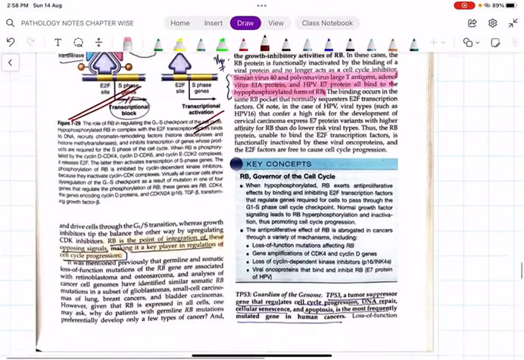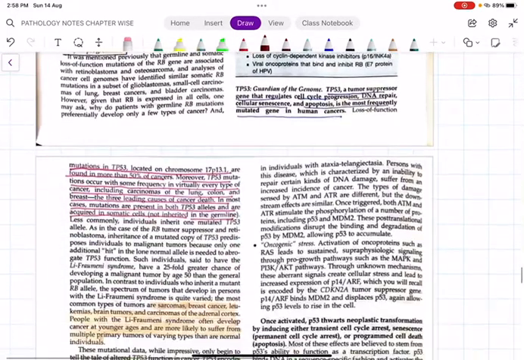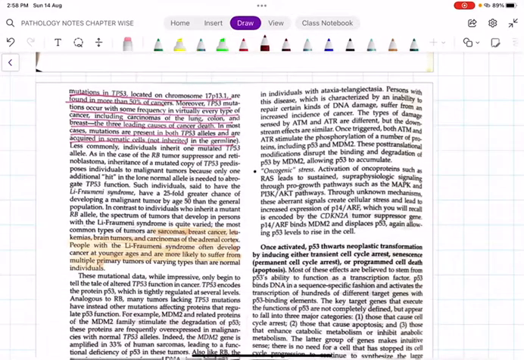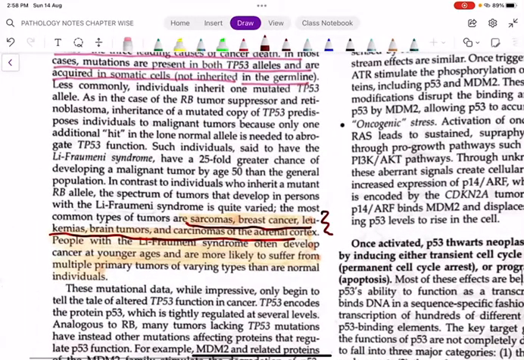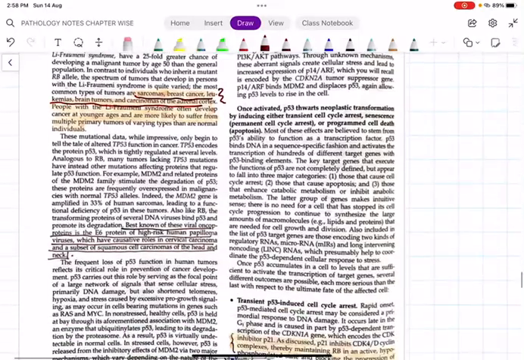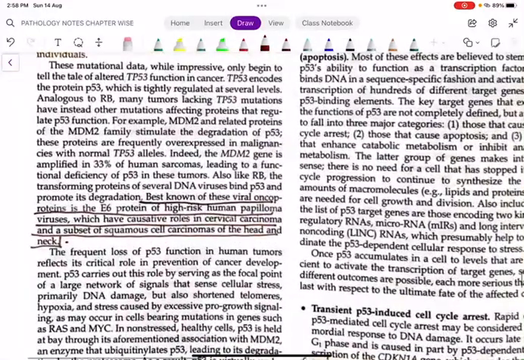Then coming to TP53, the guardian of the genome, I told you, Li-Fraumeni syndrome: there will be sarcoma, breast cancer, leukemia, brain tumors, and carcinomas of the adrenal cortex. You have to remember this point. And we have HPV, human papilloma virus. Human papilloma virus has two proteins: one is E6, another is E7. The E6 protein binds with TP53.